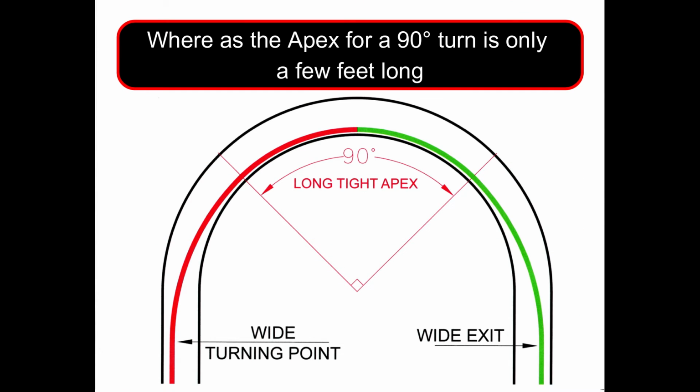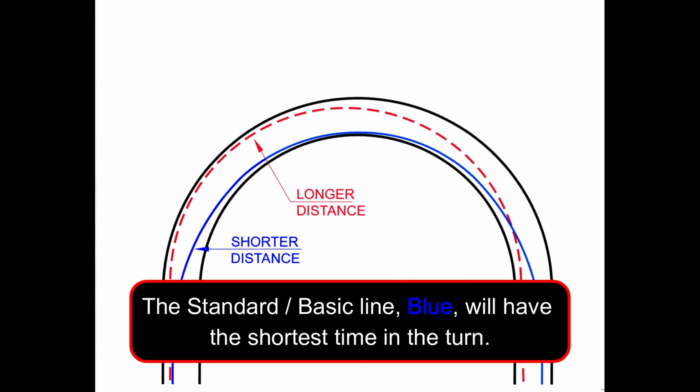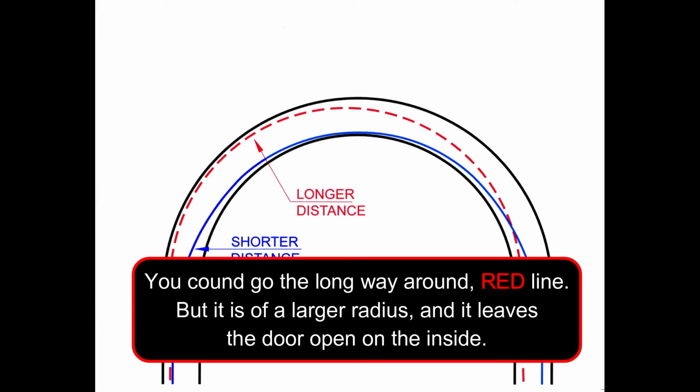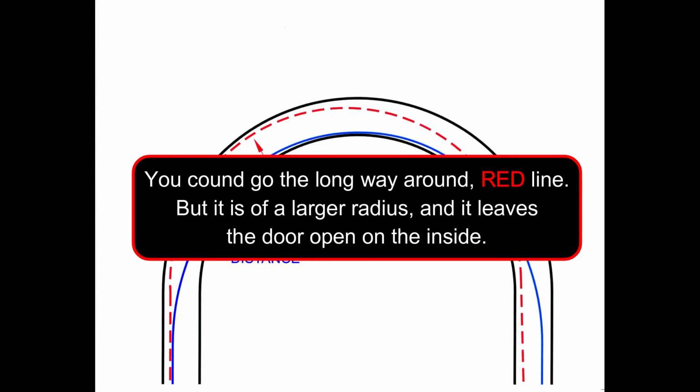Where an apex for the 90-degree turn is only a few feet long, the standard or basic line will have probably the shortest time that you can spend in this turn, because it is the small orbit, the smaller radius turn. You could go wide all the way around that turn, but then it'd be the long way around and leaving the door open on the inside, as shown here in red.